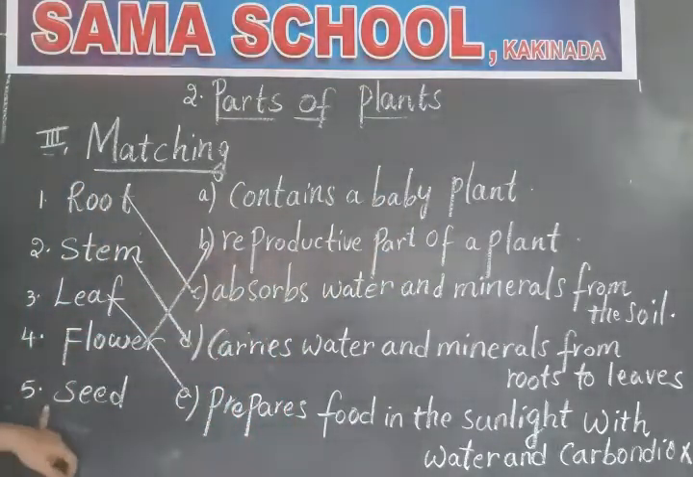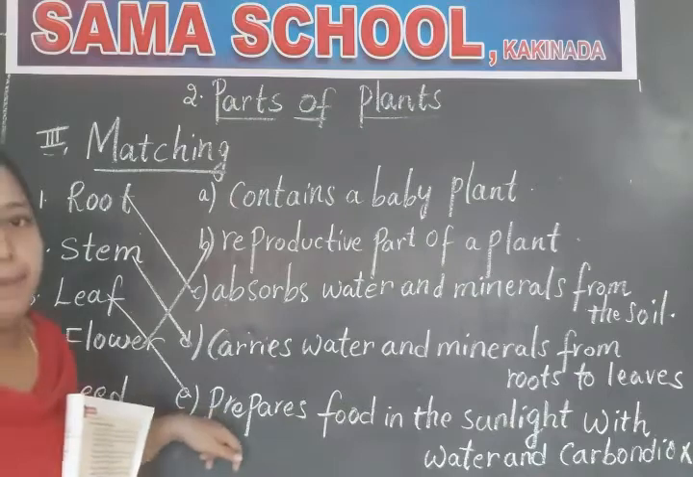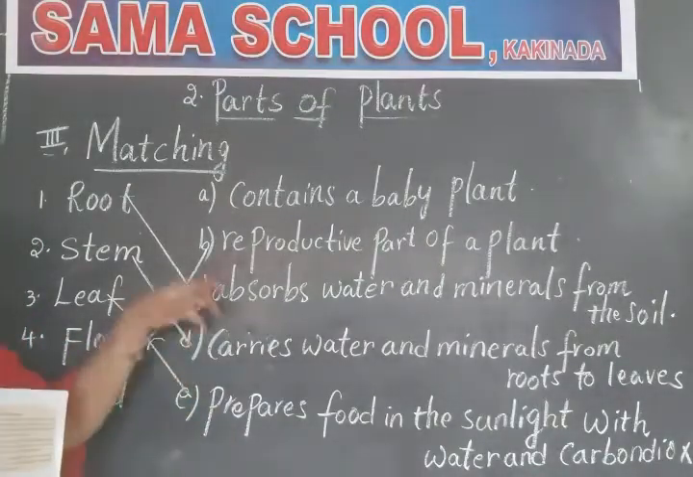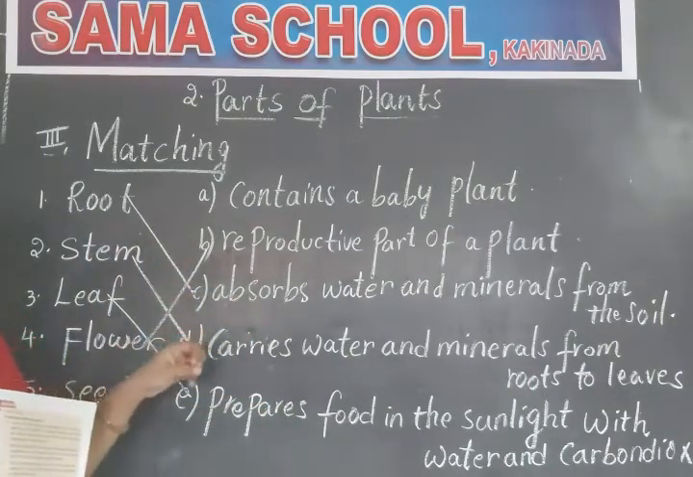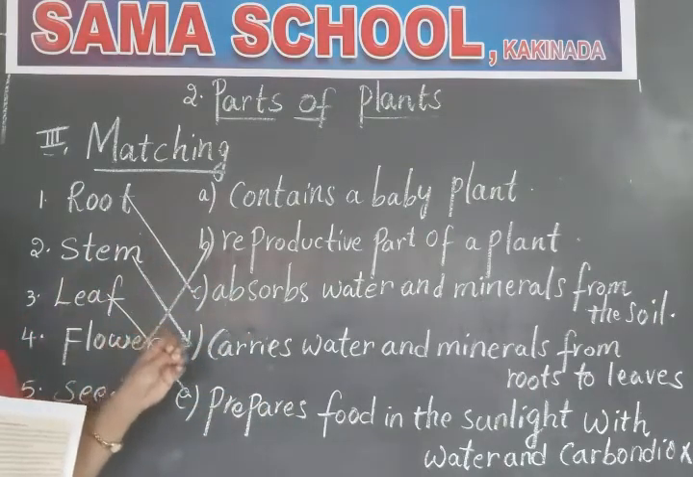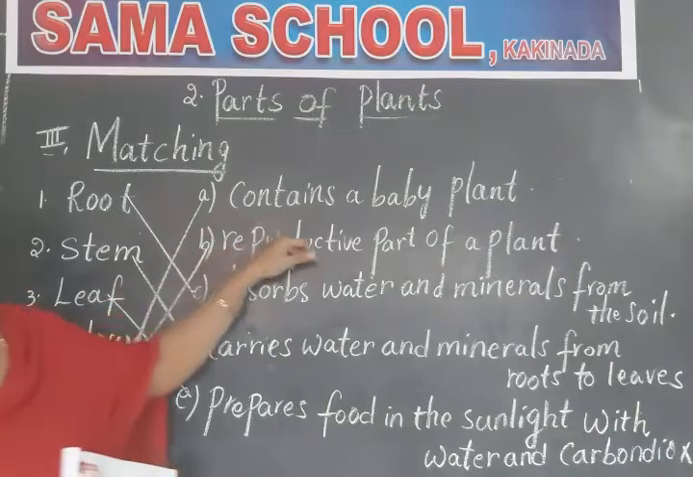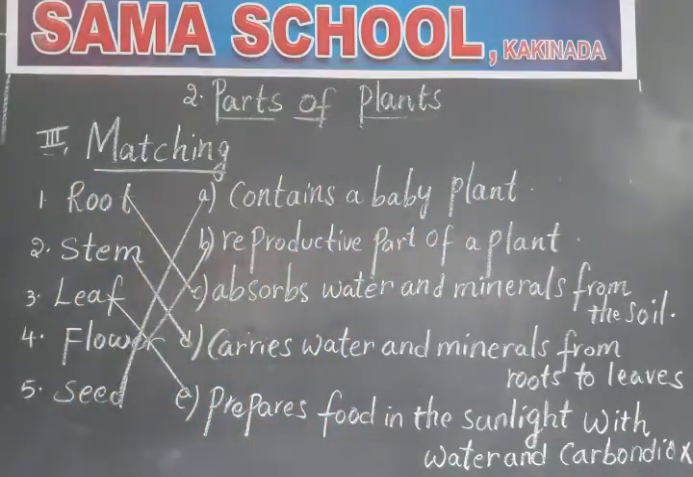Okay, next one. Seed. Everyone knows very well that seed contains a baby plant. When you learned in the last video that if you sow a seed in the soil and it gets proper sunlight and water, it will change into a small baby plant. So the seed contains a baby plant. Clear, children? Shall I repeat again? Yes.